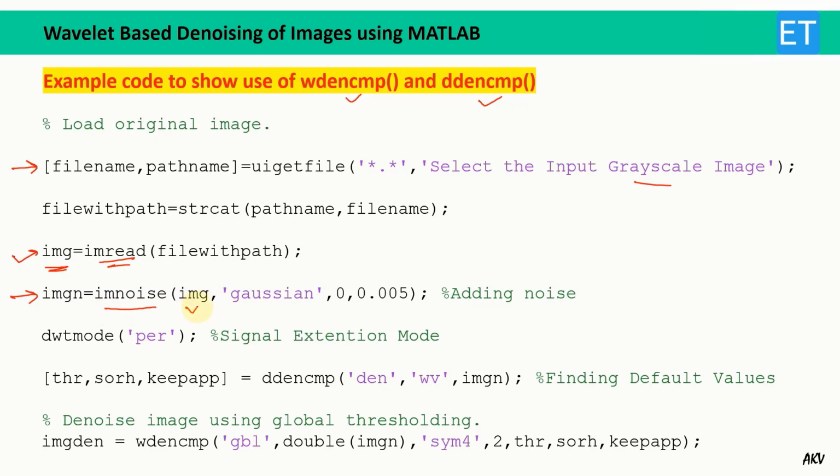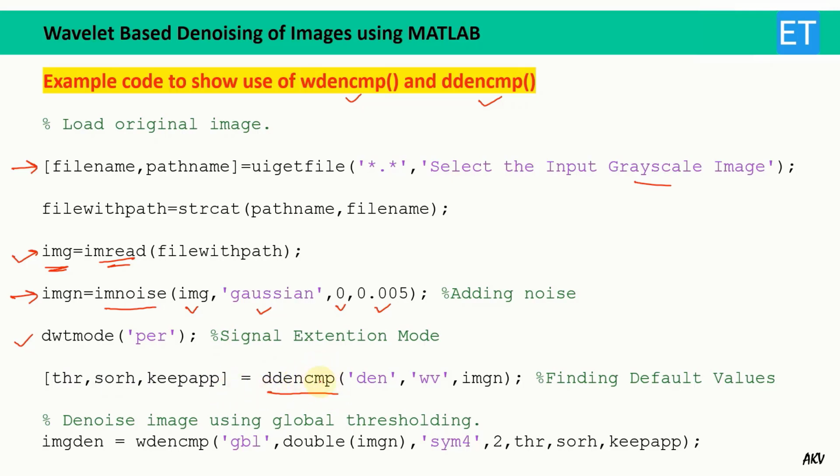This is your original image, and Gaussian noise is added with zero mean and a noise variance of 0.05. And we need to define the signal extension mode, DWT mode, which is a periodic extension of the signals to treat the boundary problems. And now execute the first function, ddencmp.